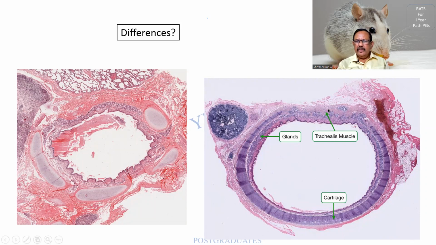So, this is a trachealis muscle, so the clue should be there. Good. It is a trachea. The alveolar spaces I can see over here, so it is from the lung. So after the trachea, I'll be having the bronchus.